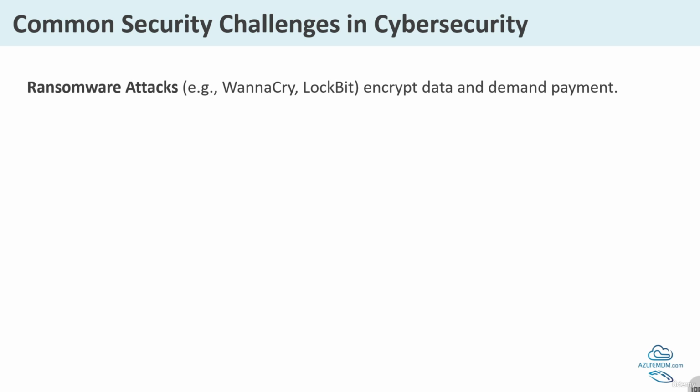Attackers often spread it via phishing emails or hacked networks. For example, WannaCry infected hospitals, freezing patient records until Bitcoin payments were made. Even if paid, there is no guarantee the data will be restored. For prevention, regular backups, email filters, and software updates are very much required.